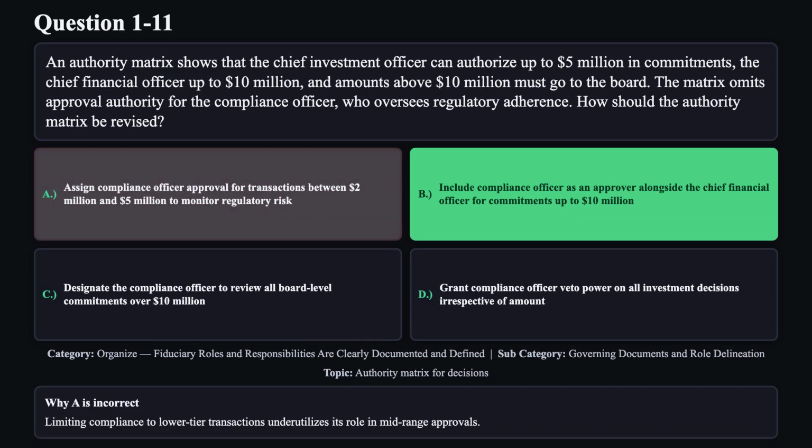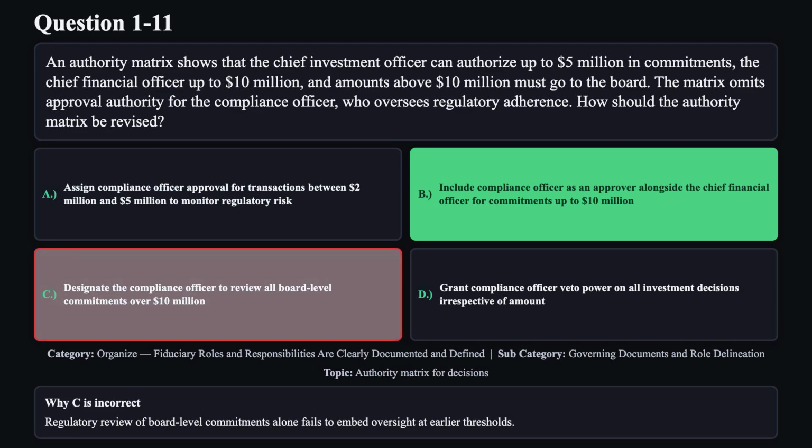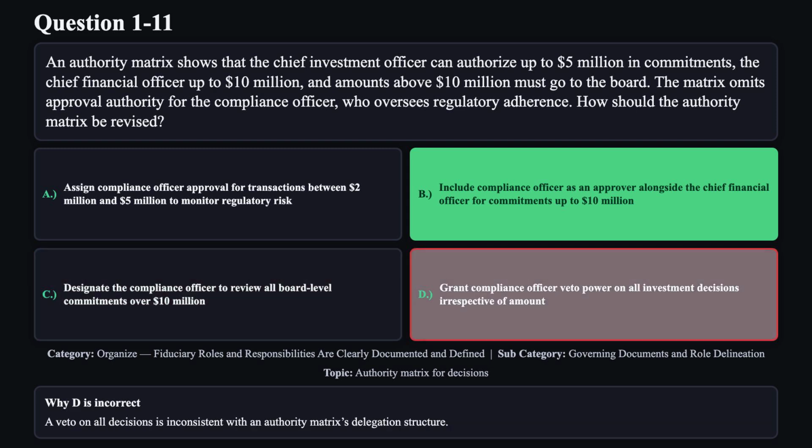Reason A is not correct. Limiting compliance to lower-tier transactions underutilizes its role in mid-range approvals. Reason C is not correct. Regulatory review of board-level commitments alone fails to embed oversight at earlier thresholds. Reason D is not correct. A veto on all decisions is inconsistent with an authority matrix's delegation structure.